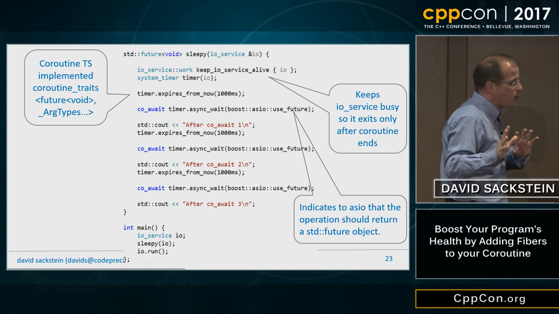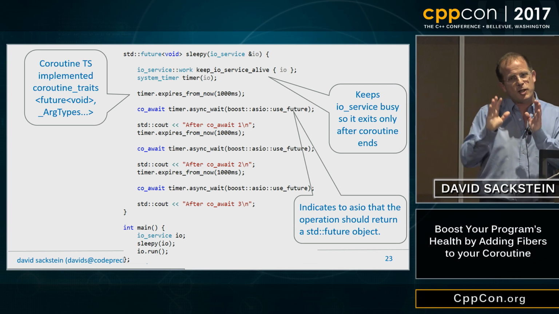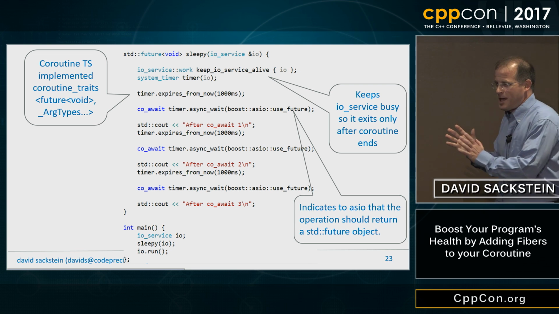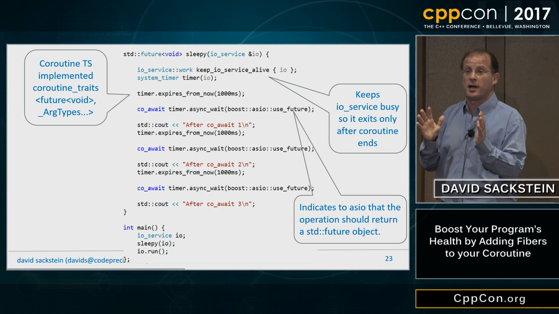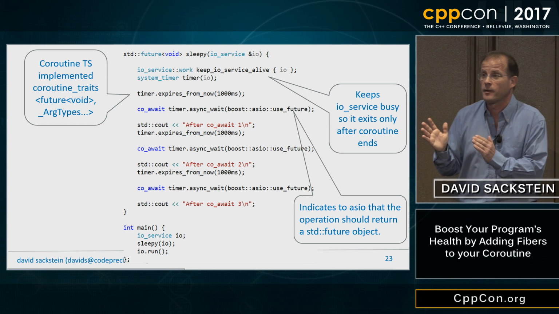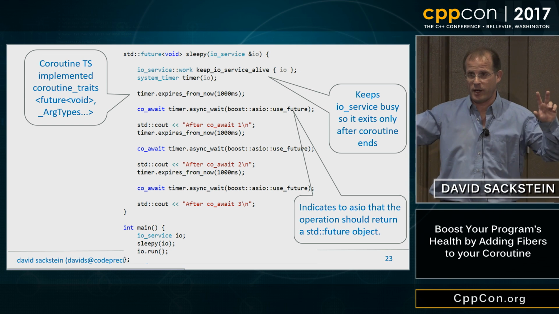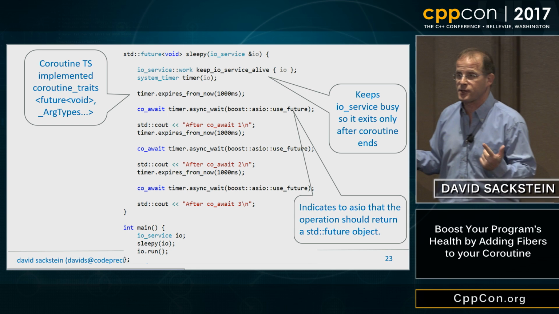So what I want to take away from this particular example is simply that through specialization of Boost.Asio and the specialization that is provided for us by the Coroutine TS implementation in Visual Studio, we can use Boost.Asio in a synchronous way, even though what is actually occurring is asynchronous.